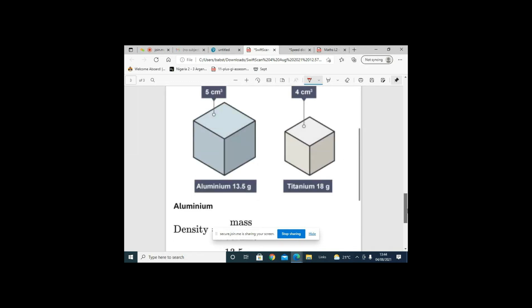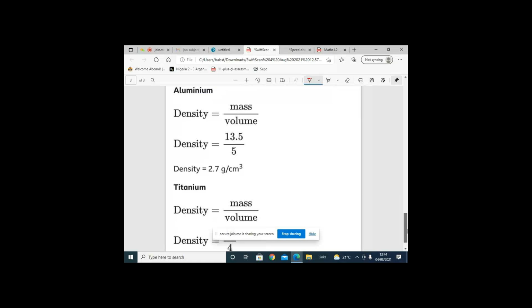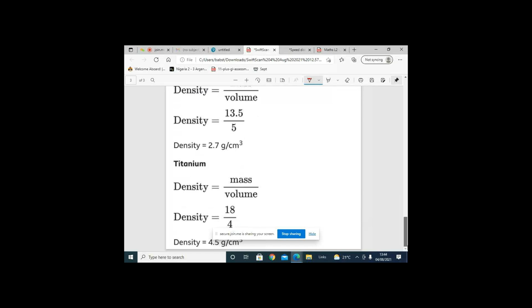While that of titanium is 18 divided by 4. When you do the two calculations, aluminium is 2.7 grams per cubic centimeter, and titanium is what? 4.5 grams per cubic centimeter. If you look at this now, titanium is more dense because it has a higher value of 4.5.